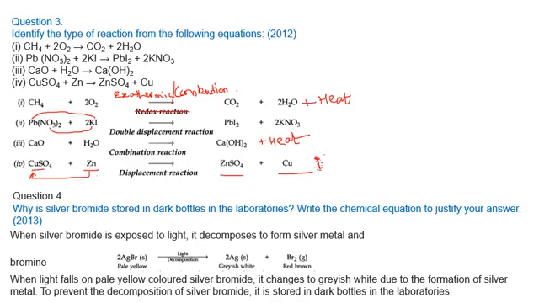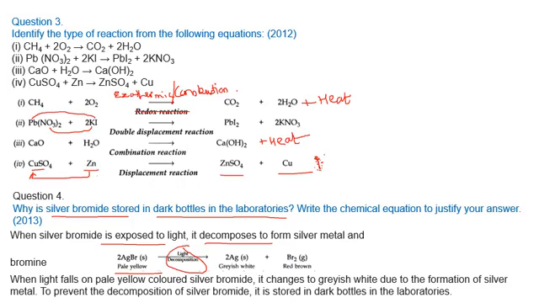Now, question number 4. Why is silver bromide stored in dark bottles in laboratories? Also write the chemical equation to justify your answer. We know that silver bromide, when exposed to light, decomposes, right? Here is the equation. Silver bromide, AgBr, when exposed to light, decomposes. So this is an example of a decomposition reaction.